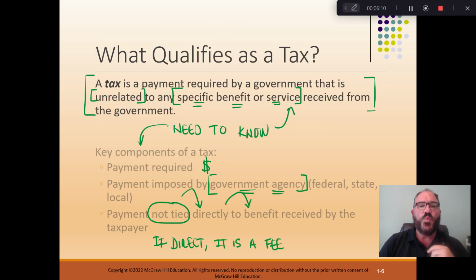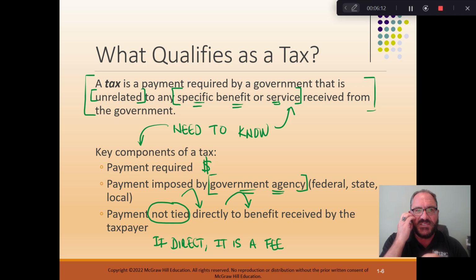Now the next thing is what qualifies as a tax? Because the government collects a lot of different money. Some are fees and some are tax, okay? And the way that you can tell the difference, okay? What you need to know is if it's direct, it is a fee, okay? So if somebody gets a direct benefit, it's a fee, okay?